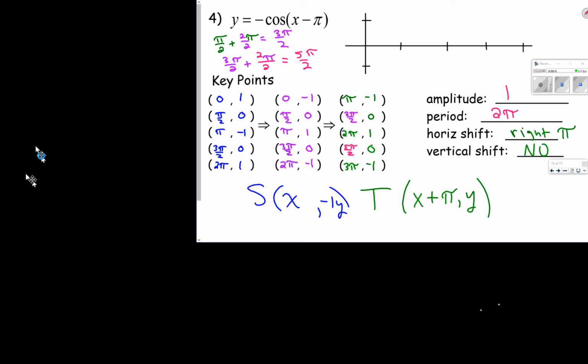Now this one's a little more challenging to get onto my graph. I'll make this pi, this 3 pi over 2. This will be 2 pi. This can be 5 pi over 2. And I'll extend myself 1 and make this a 3 pi. Go from negative 1 to 0 to 1 to 0 to negative 1.